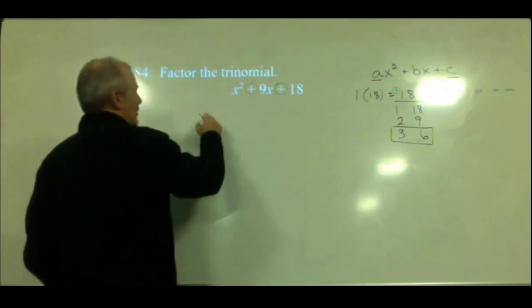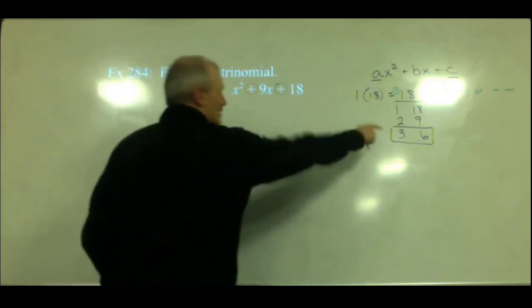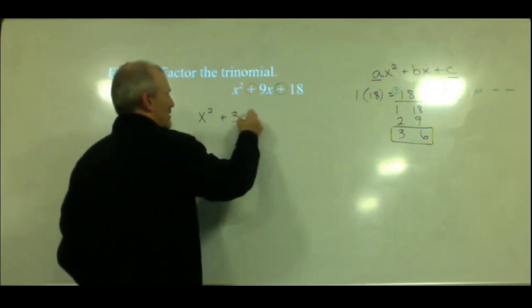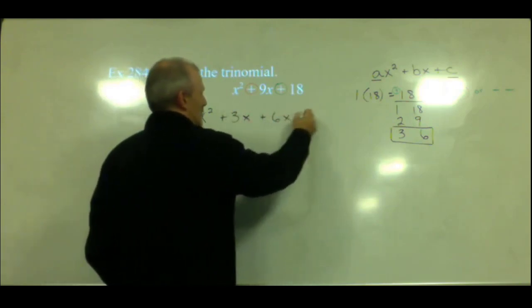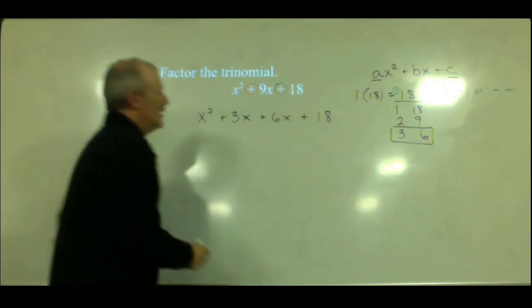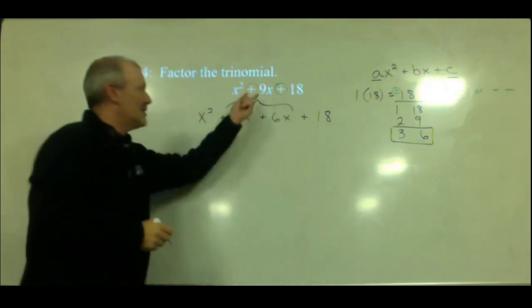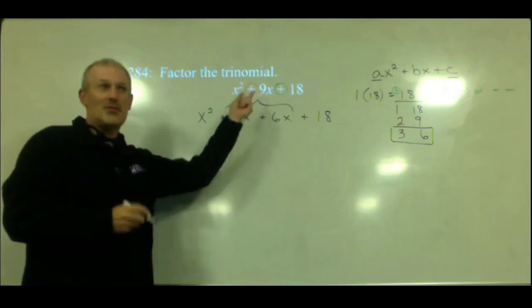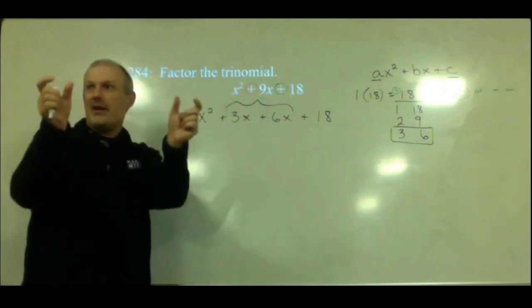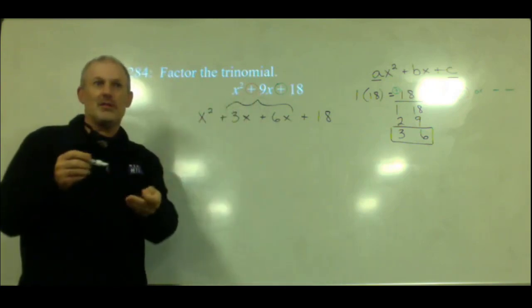So remember what we do. We write down the x squared, and then we're going to put these in. Plus 3x plus 6x plus 18. And again, remember, that's okay because 3x plus 6x is 9x. So we're just taking that 9x, that middle term, and breaking it up into two convenient parts.